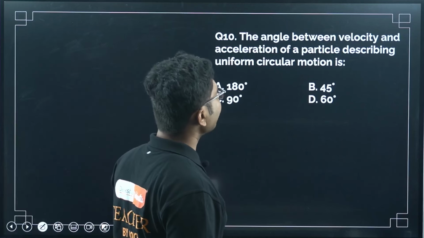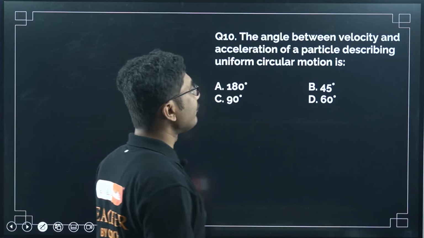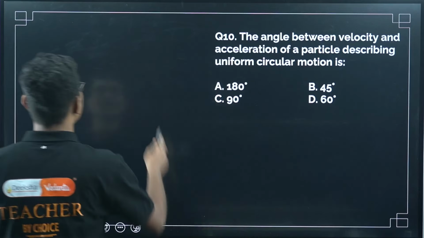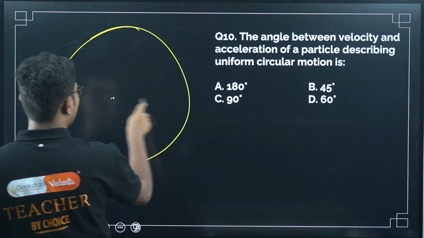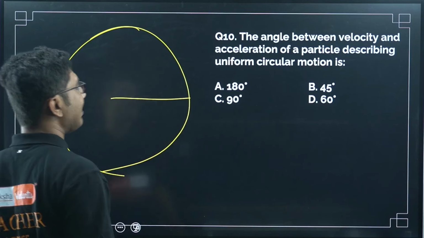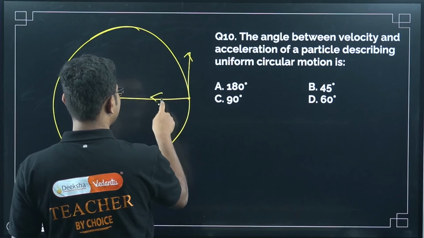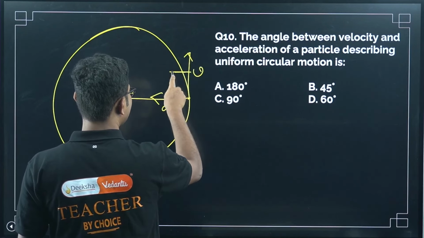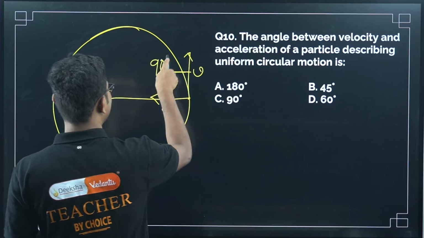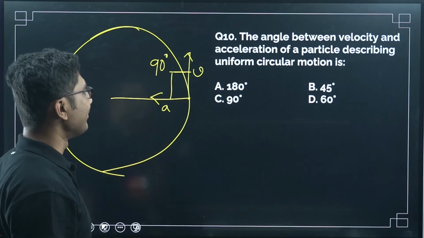The angle between velocity and acceleration of a particle describing uniform circular motion. So what is the problem? They have given you uniform circular motion and they ask you to find the angle between velocity and acceleration. What is the angle? I told you while teaching the class that the angle is 90 degrees. You have to remember, right? Or you can draw like me and find it out.